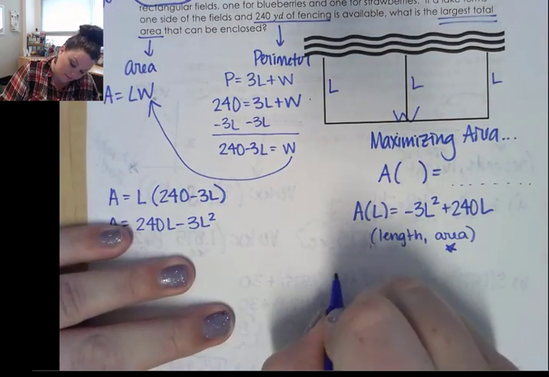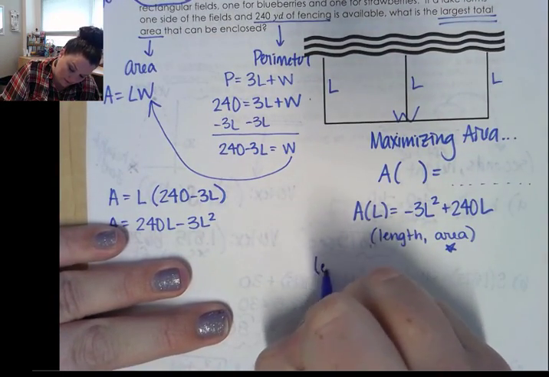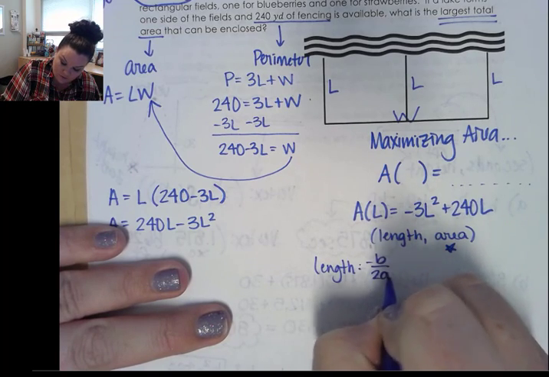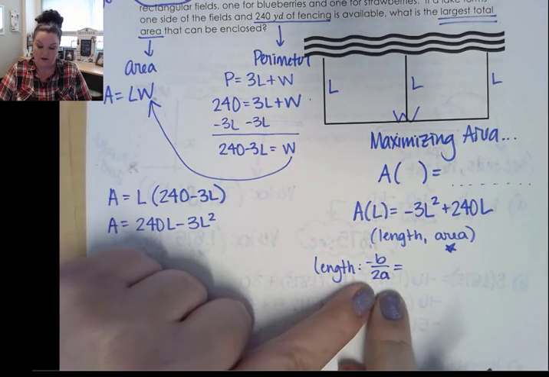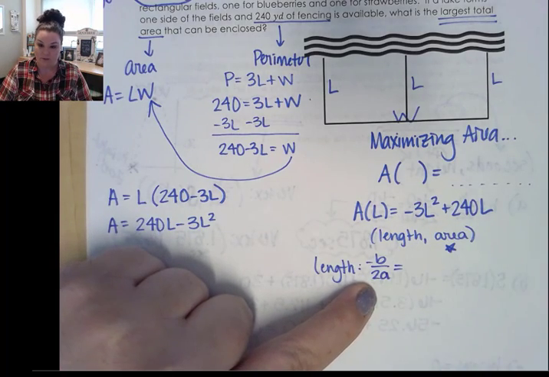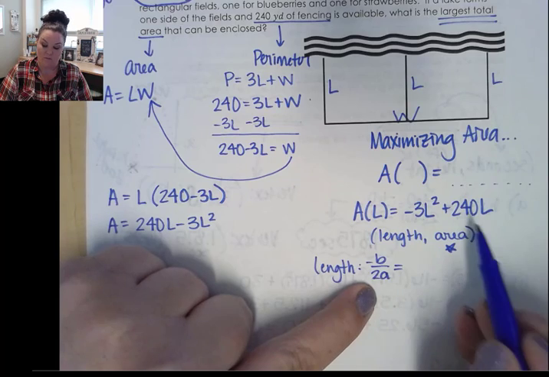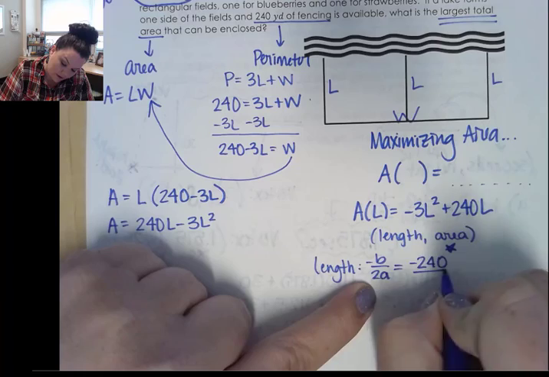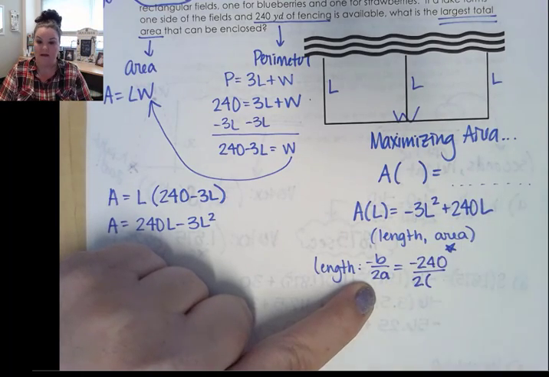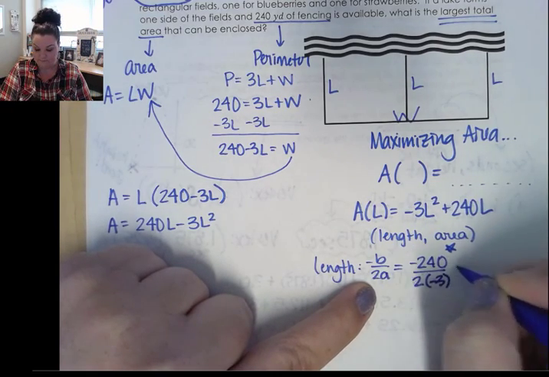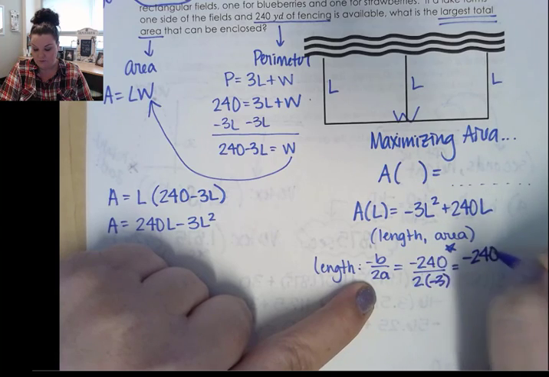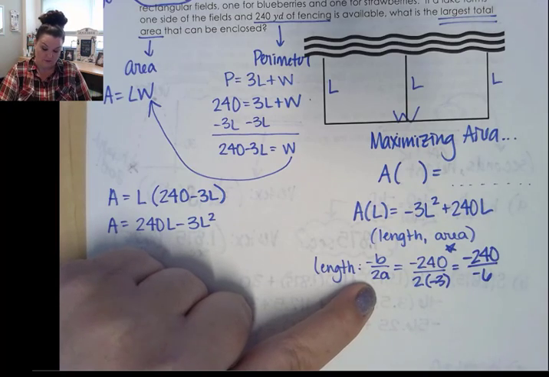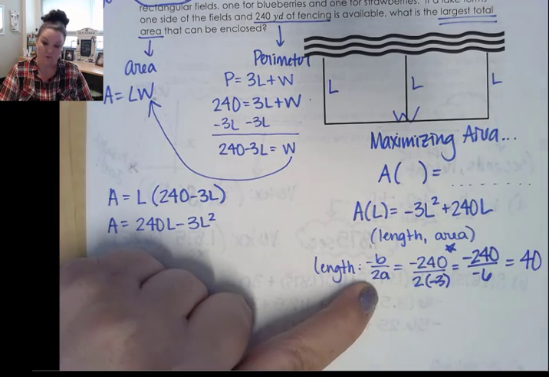So our length we find by doing negative b over 2a. I'm going to go ahead and calculate this using my function I just came up with. The opposite of my b, well, my b is 240, so the opposite of 240 would be negative 240 over 2 times my a, which is negative 3. So negative 240 over negative 6. And then this reduces, right? This comes out to a nice pretty 40.